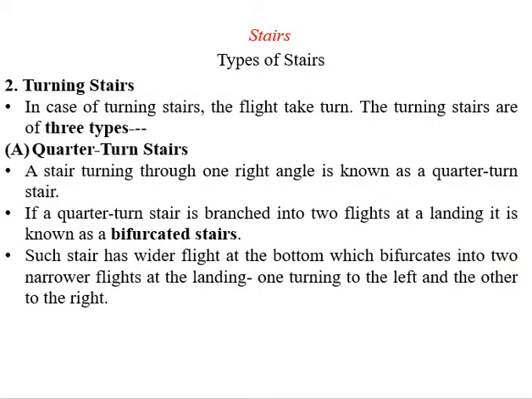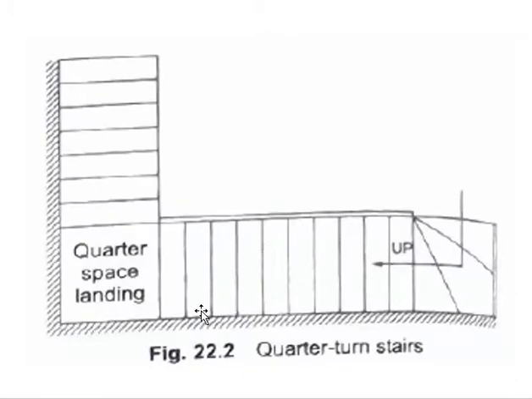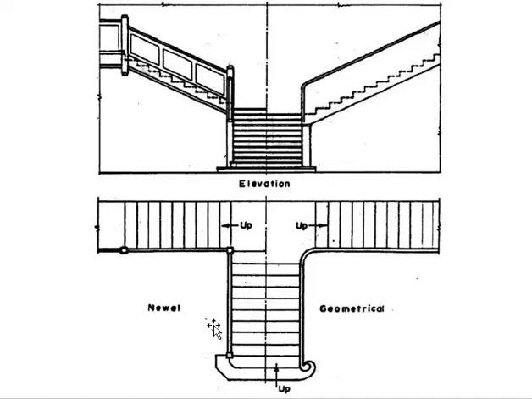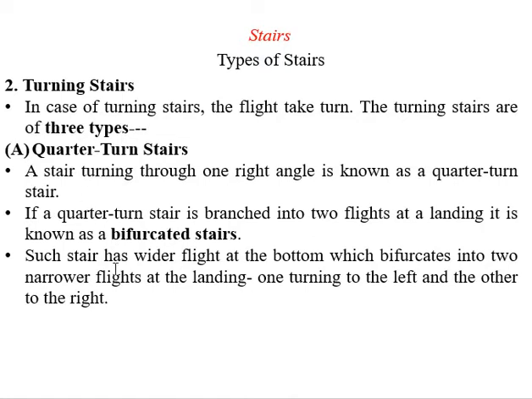So quickly going to the quarter turn stair. This type of stair has only one right angle, means we are just moving by a right angle, that is 90 degrees. That is a quarter space landing over here, we are just moving and going there. If we are providing a bifurcation over here, that is if we can go either left or right, then such type of stair is known as a bifurcated stair. We are going up and we can either go left or right. Bi means two. Such stairs are quite commonly used in residential buildings.